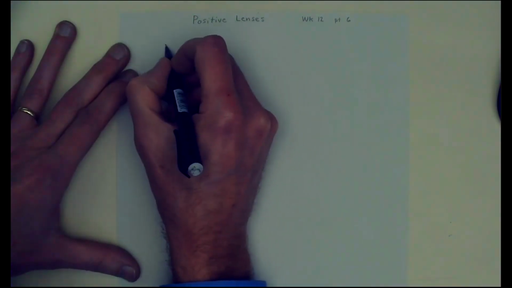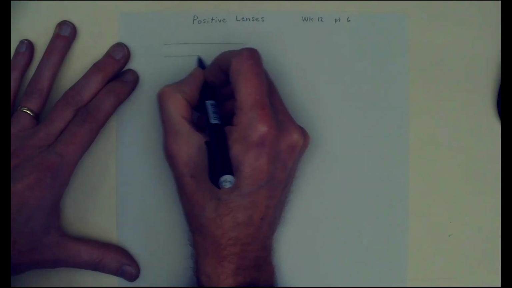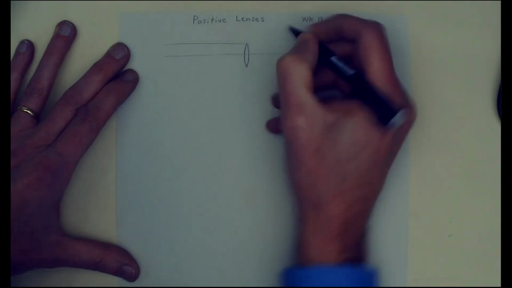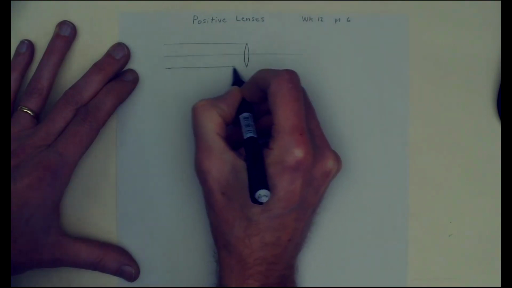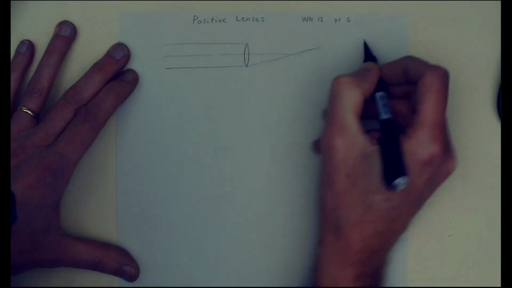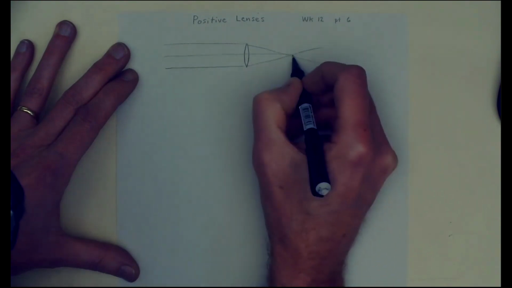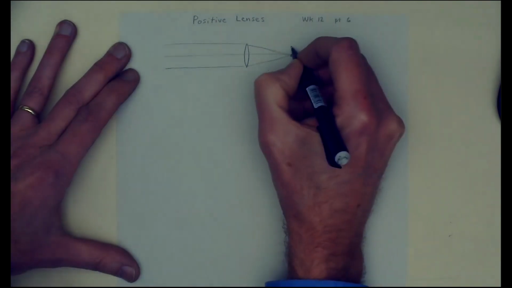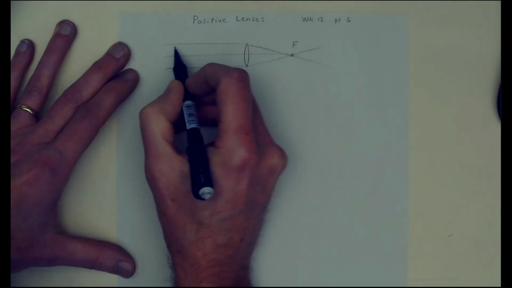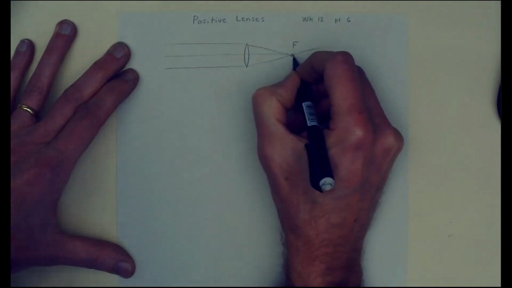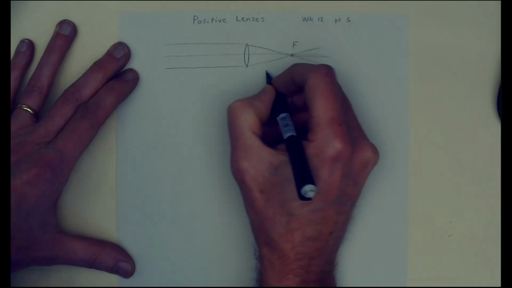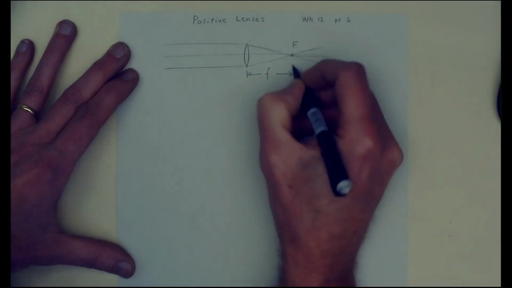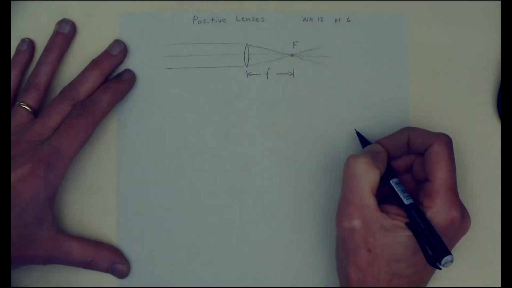So, positive lenses are the ones that tend to focus a beam of parallel light. Well, they focus any light. They bring the rays together. So these rays would focus in and come to a point right about there, and we call that the focal point. If it's parallel rays in, they go to the focal point, F. And the distance from that point to where the lens is, we call the focal length.